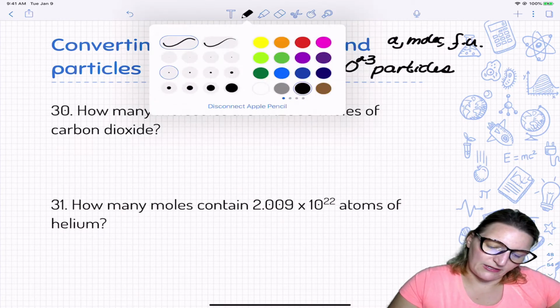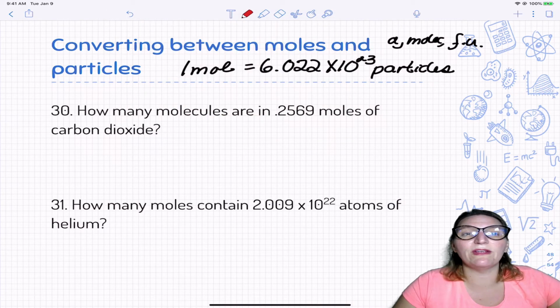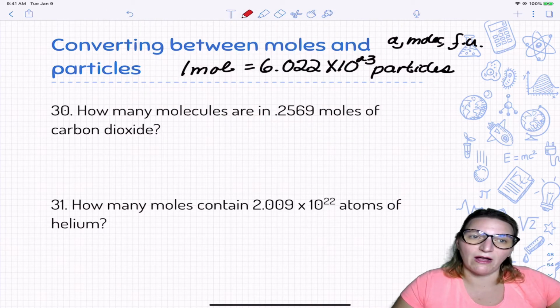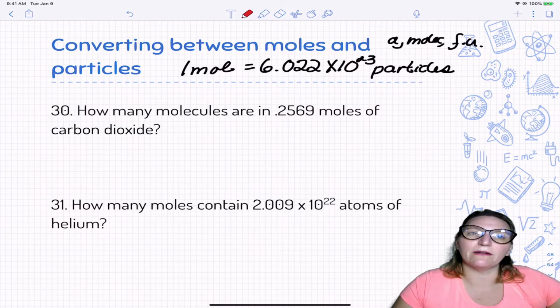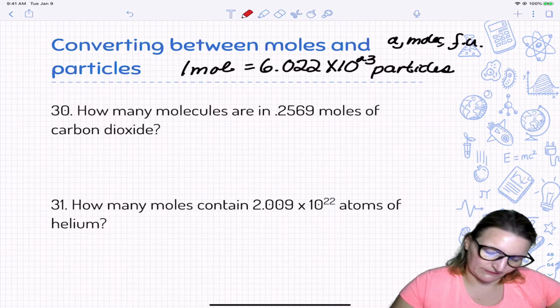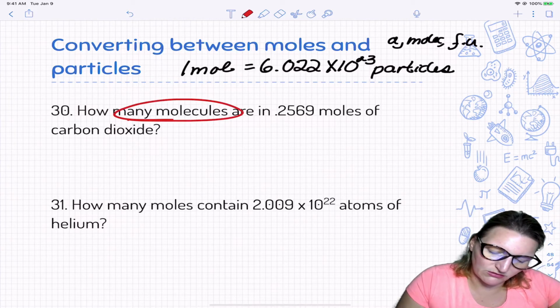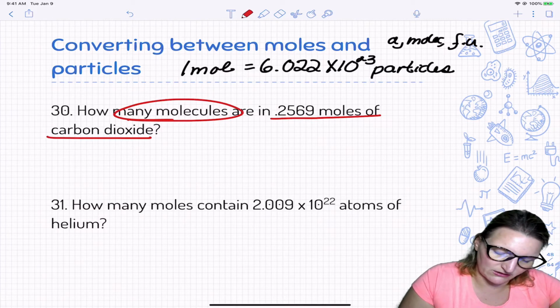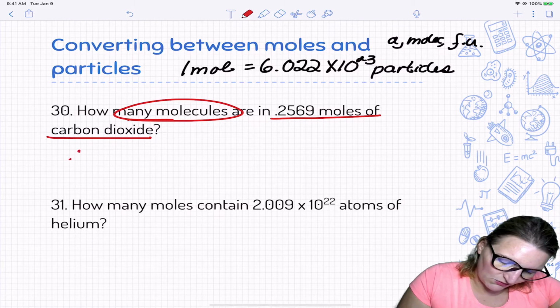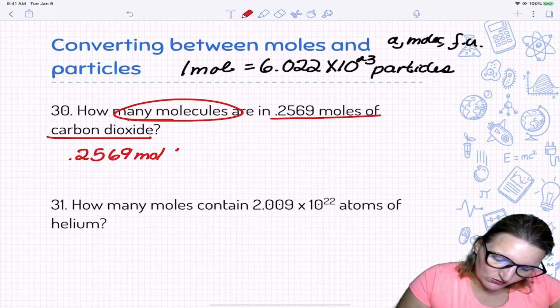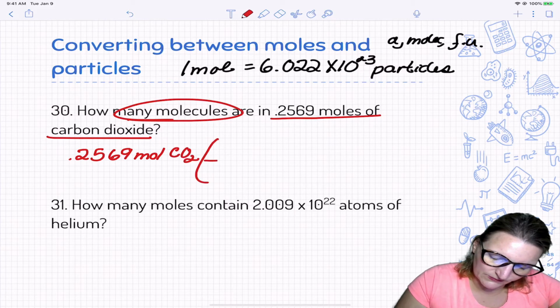Number 30. And at this point, if you're feeling like, I got this, pause, do numbers 30 and 31, and then check your work. And if you still have some questions, just follow along. How many molecules are there in 0.2569 moles of carbon dioxide? Circle the do, underline the clue. Take the number that's given to me, 0.2569 moles of carbon dioxide.